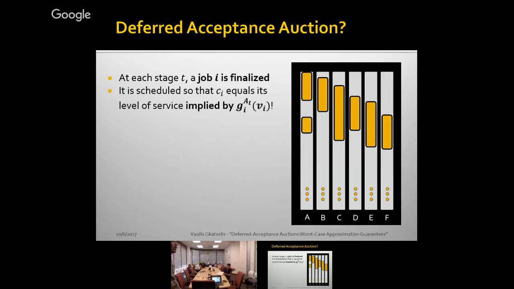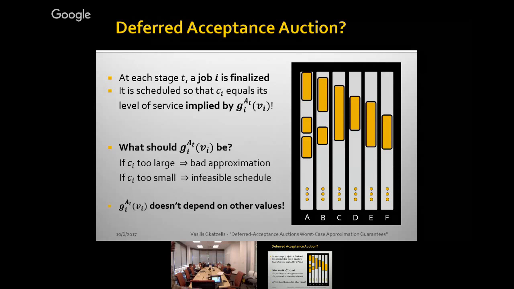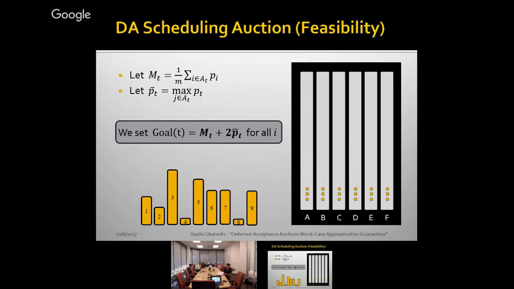But anyway, the thing that we eventually tried: if the completion times that I allow are too large, then I get a bad approximation. If they're too small, then I might end up with an infeasible schedule. And the important thing is it cannot in any way depend on the values of the people that I have to schedule. I guess I took enough time trying to let you think about this.